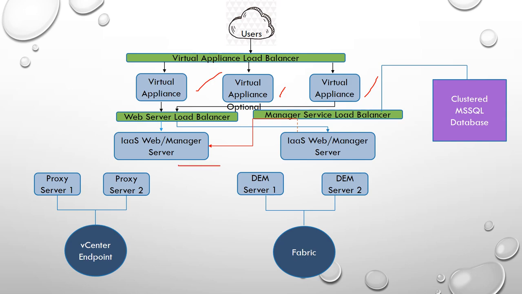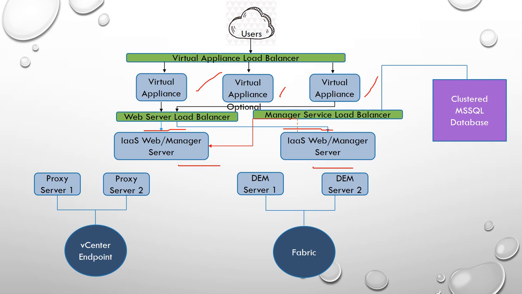Other than the two or three virtual appliances, we are going to have Windows servers, which are each going to host IS websites, model manager, manager service, and demo orchestrator. These machines will be behind a load balancer, where there will exist two different load balancer pools, one for the IS web server and the other one for the manager service.